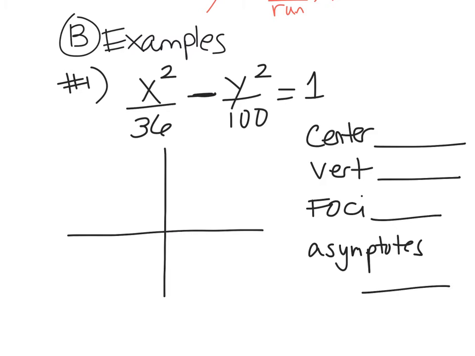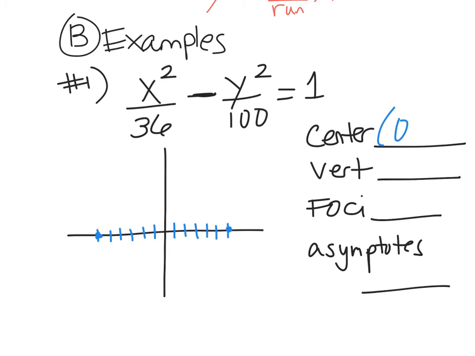So here we go. It doesn't matter which one's bigger, okay? Don't think of that. I know it's hard to not because we just did ellipses and it was all about whichever one's the biggest one. No, this is whichever one comes first. And right now it's x squared minus y squared. So we're going to go a distance of 1, 2, 3, 4, 5, 6 in each direction. Left and right, okay? And those are our vertices.